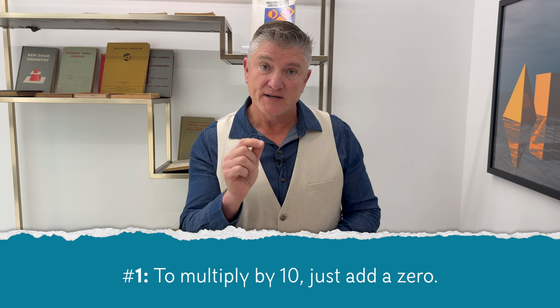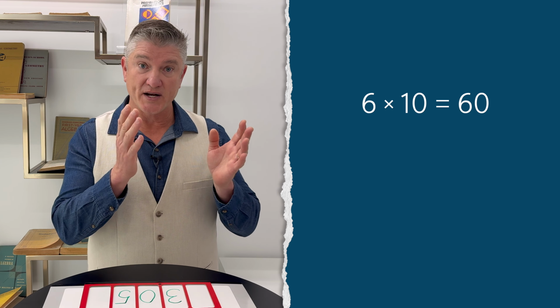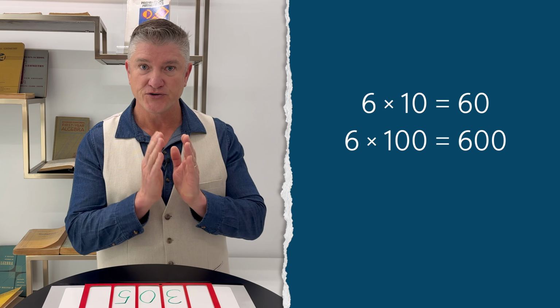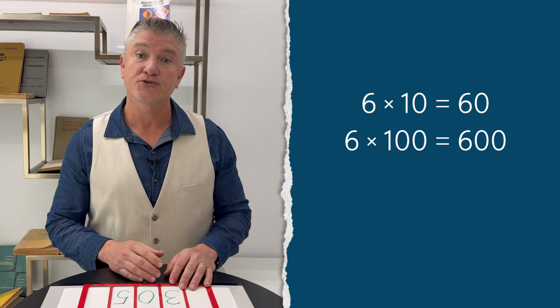One, to multiply by 10, simply add a 0. This is one of the most common rules taught in grade 3, and that's because it works. Well, in grade 3 anyway. 6 times 10 must be 60 because I simply added a 0 to 6, and I can extend it to 100 and 1,000. 6 times 100 must be 600 because I simply add 2 zeros to 6. Just add a 0 or 2.